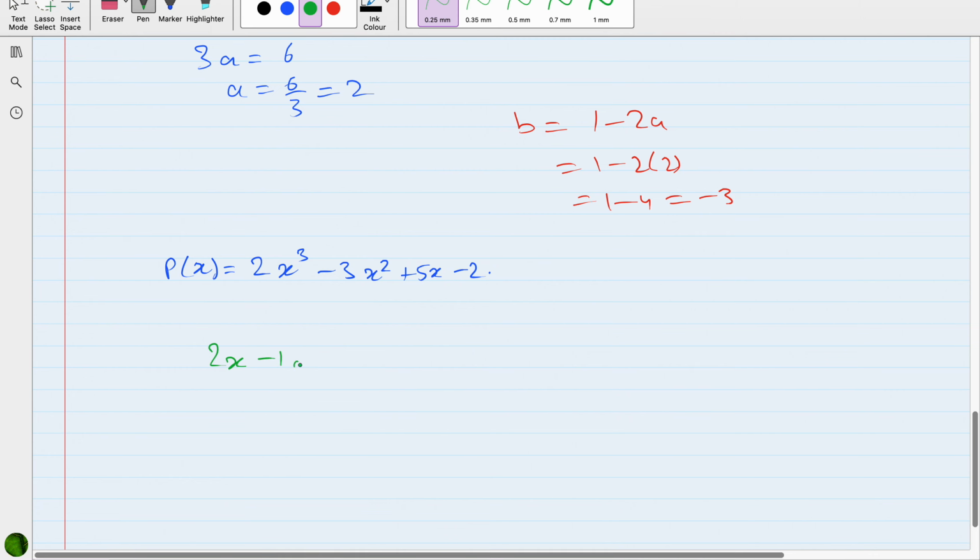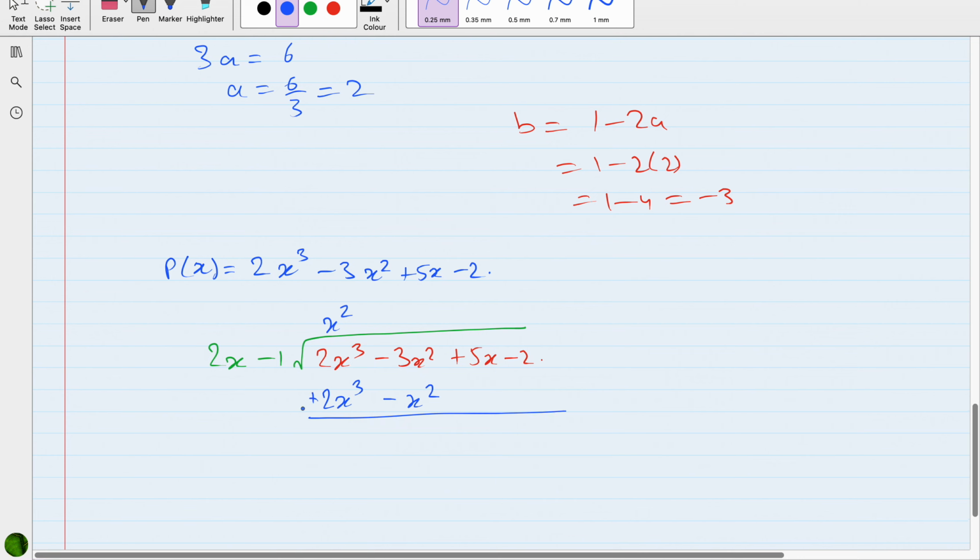So 2x minus 1, and inside is the polynomial. So we go for long division. To get 2x cube, we multiply it with 2x square. So 2x cube, then with minus 1 is negative x square. Change the signs, get rid of this, and minus 2x square, copy the rest of the expression.